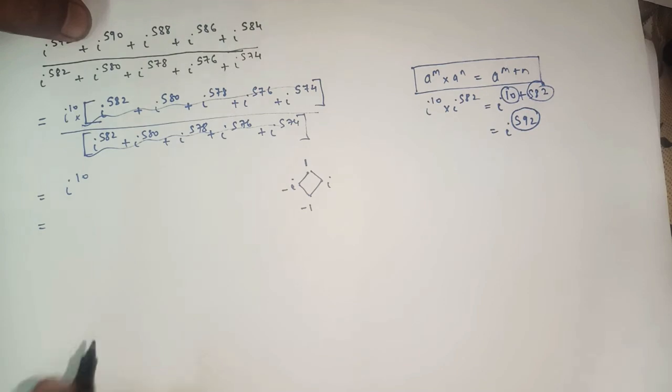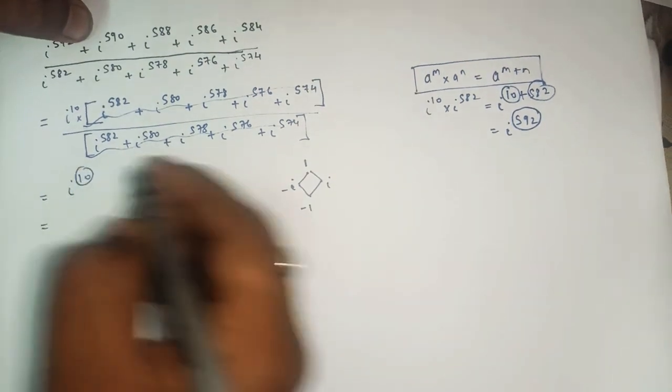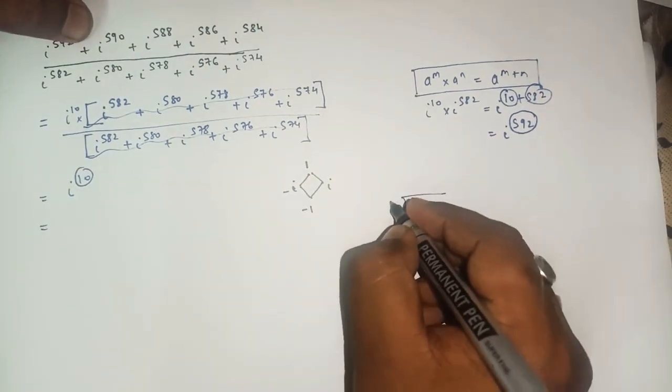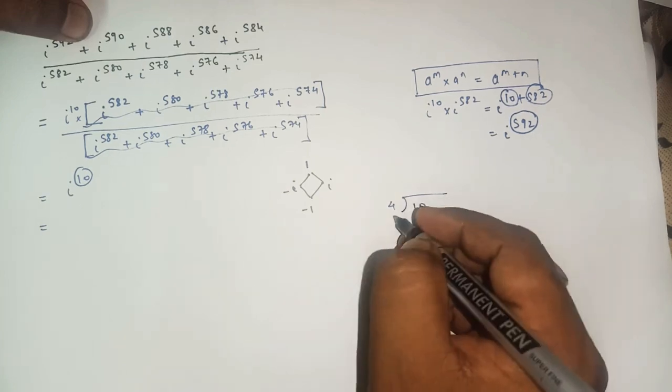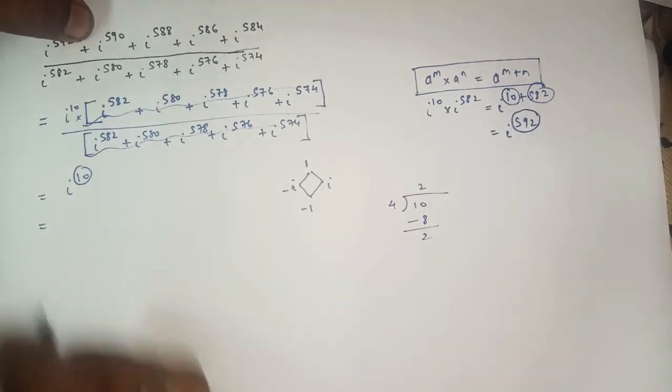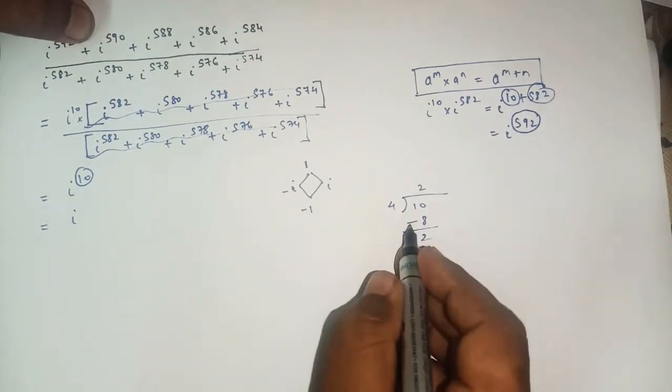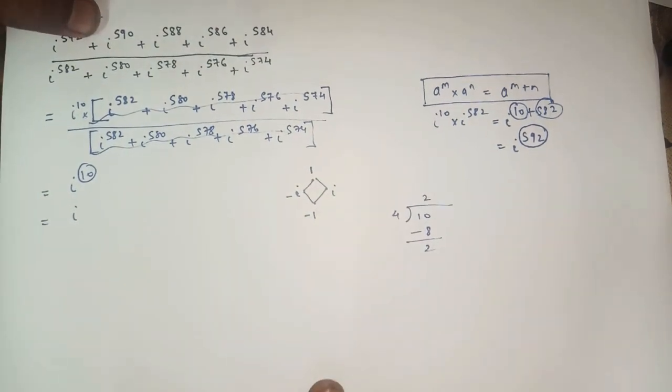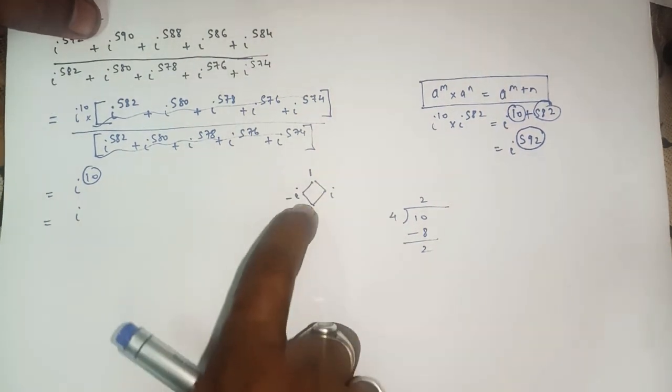Or else we can break this 10 with respect to 4. So the divisor will be 4, so 4 twos are 8. We'll solve this sum by using this method only. Now we'll stick with one proper method, either this method or this method.